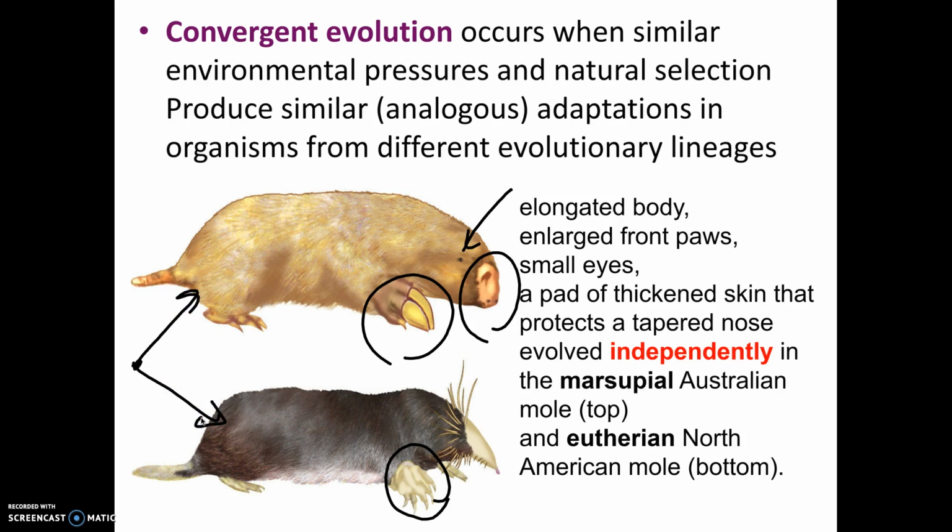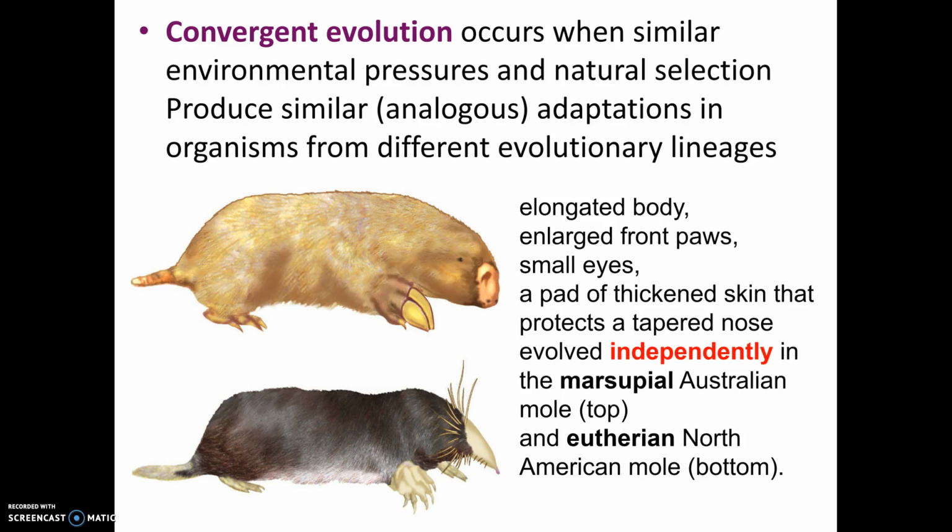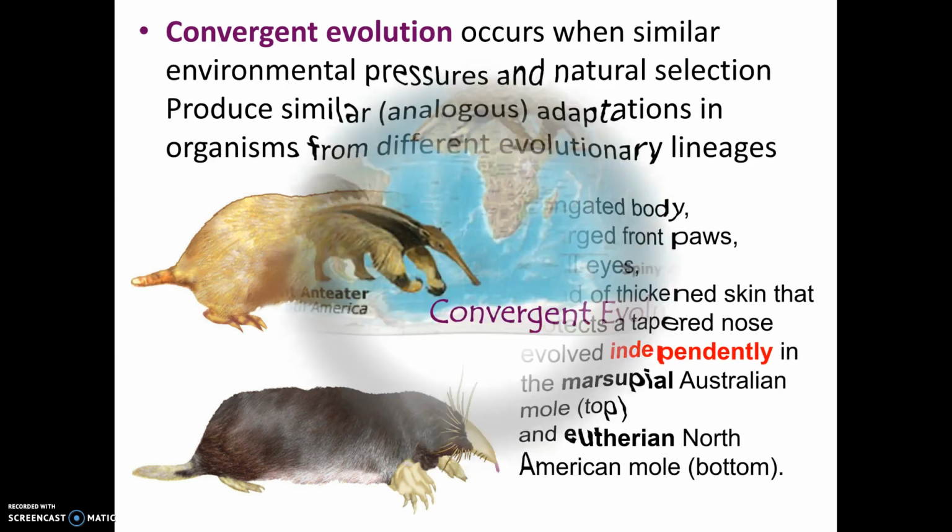In other words, they both lived in areas, perhaps dark areas, where there was a lot of dirt, and the food that they ate was insects, and so having a big nose was favored. Having small eyes was favored. Having large claws was favored. And so they both ended up with these similar structures independently by completely separate mutations that had nothing to do with one another. And so that's called convergent evolution. So sometimes morphological evidence is not always the best.